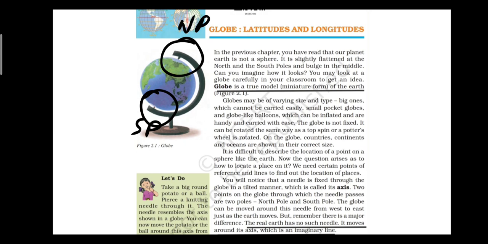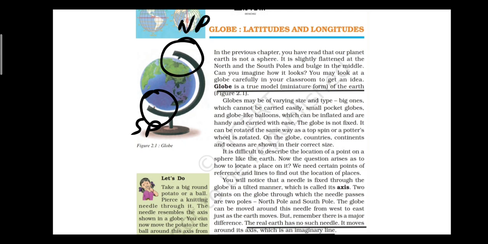So you can see this needle is fixed on the globe, is also tilted. Now it is tilted in the same manner as it is on the Earth. On the Earth also the axis is slightly tilted. It is not straight, it is slightly tilted. Now this needle can be considered as an axis, and the 2 points on the globe through which the needle pass can be considered as North Pole and the South Pole, as I have already marked in the figure.